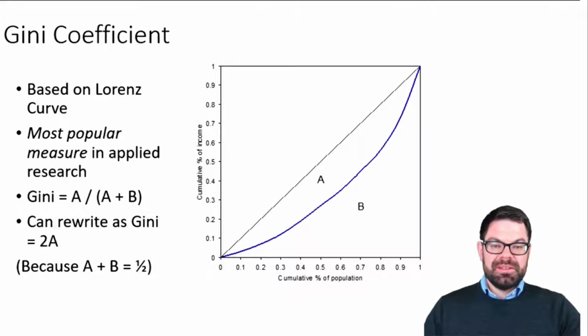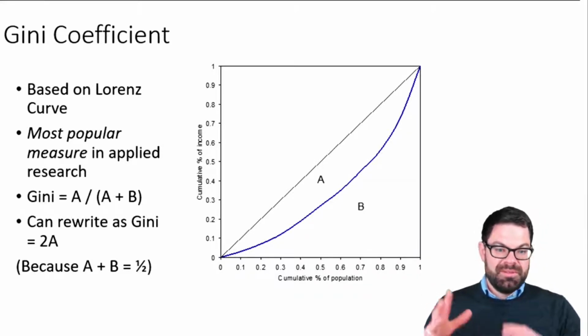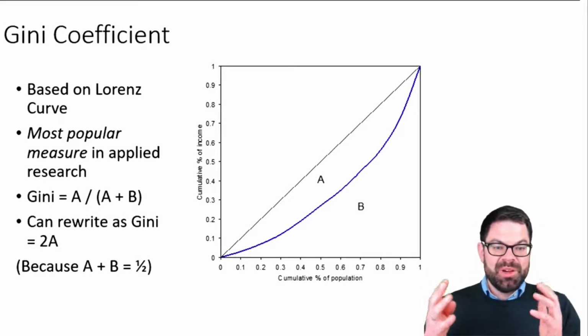Now, that means that if we have a Gini of 0, we have complete equality. If we have a Gini of 1, we have the greatest amount of inequality. Basically, one person earns everything, the rest earns nothing. And then we have things somewhere in between.